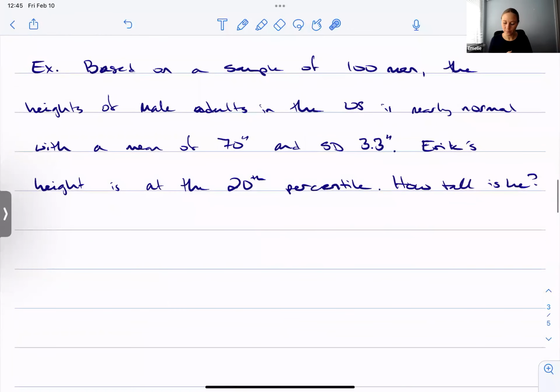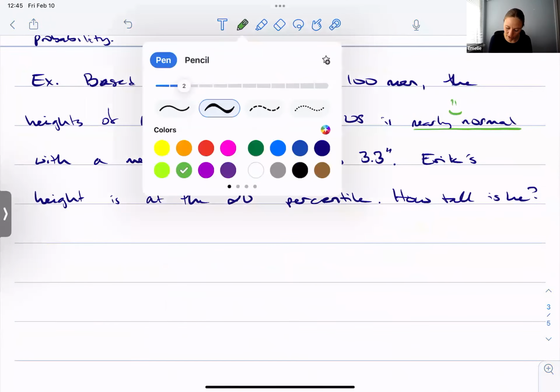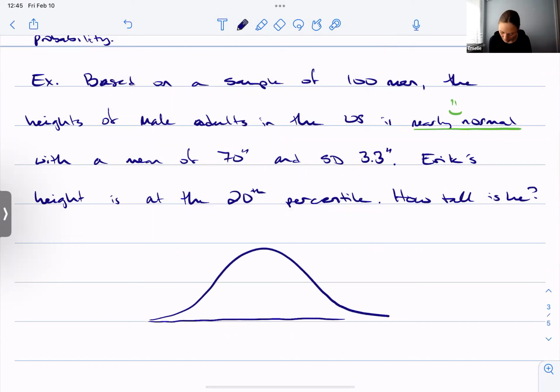Okay, so now the first thing we notice is that, okay, nice, it's nearly normal, so I can start off and draw a curve. As soon as you see nearly normal, I want you to just draw a curve, see what happens, and then start putting information on there. That is difficult in the beginning, but it takes practice.